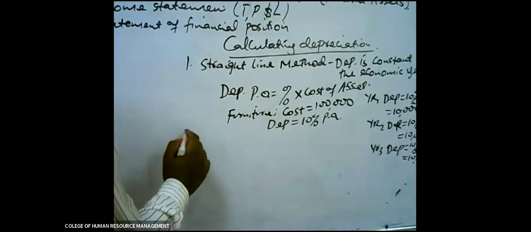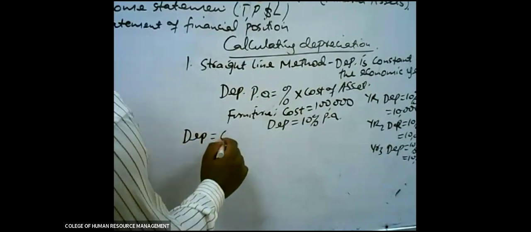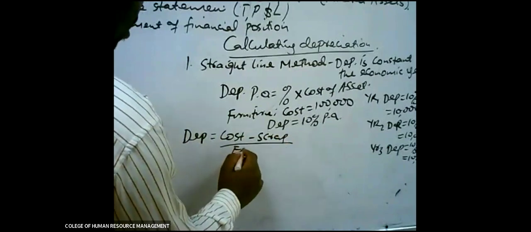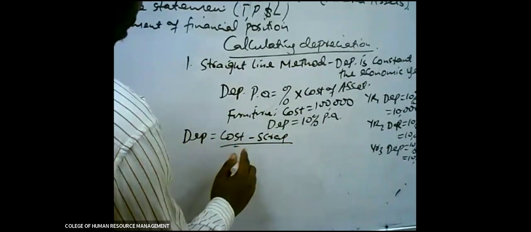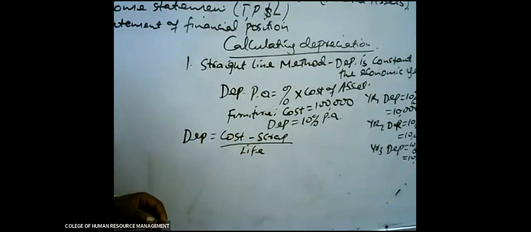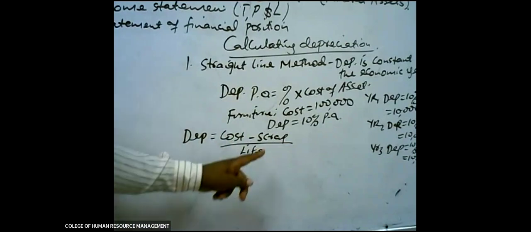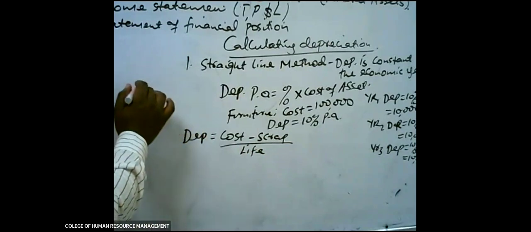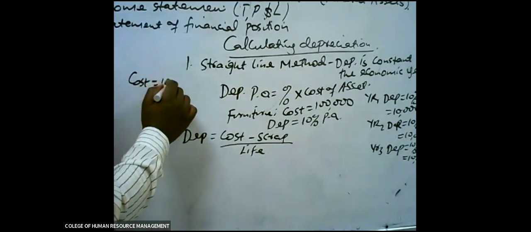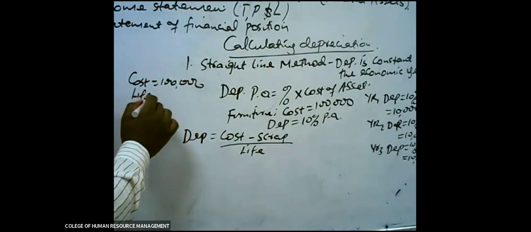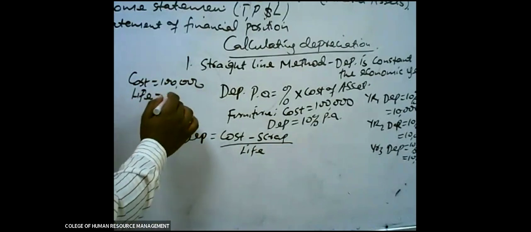In some cases, you can find that depreciation is calculated as the cost minus the scrap value over the economic life. This is the number of years the asset will be used in the business. So, for example, if you are told that this asset was acquired at a cost of 100,000, and the number of years it is going to be used is probably 8 years.